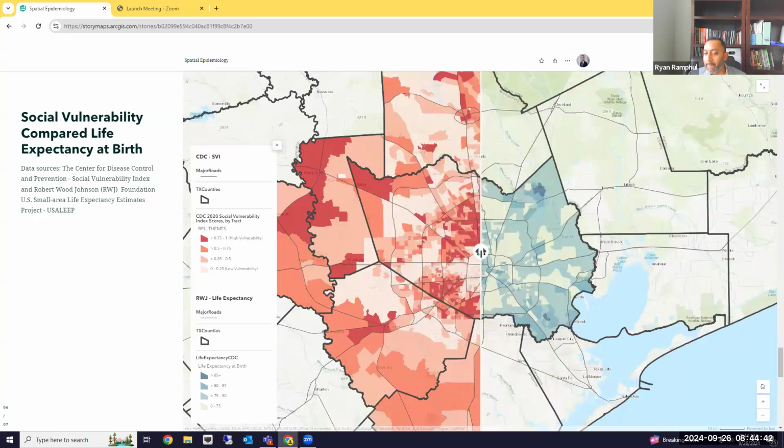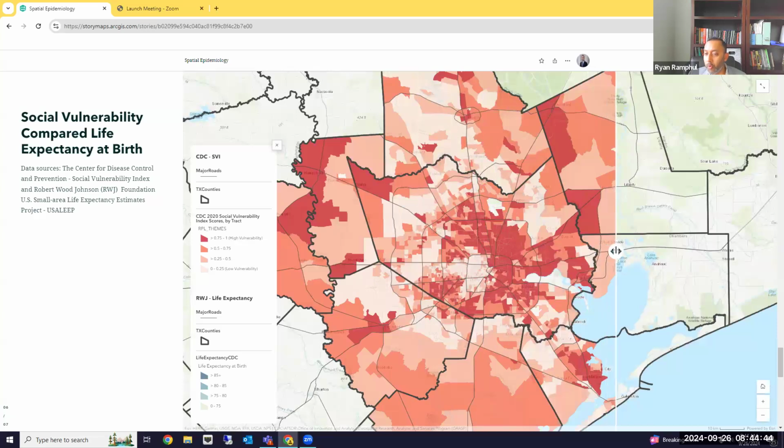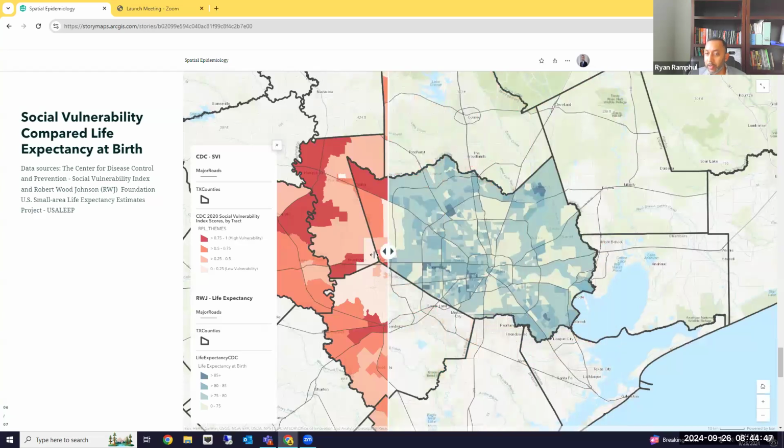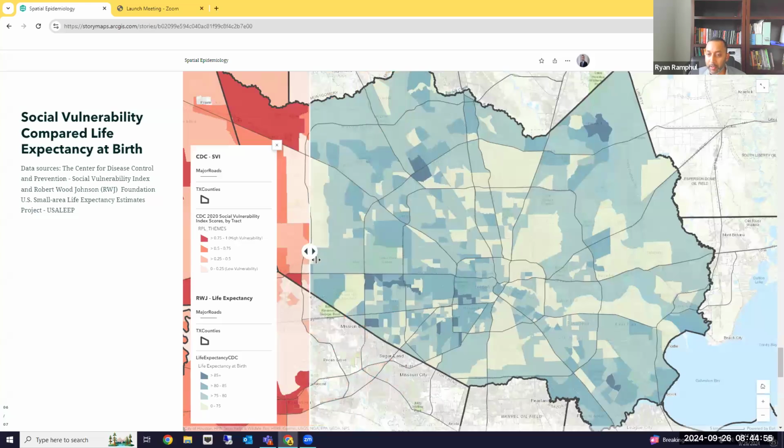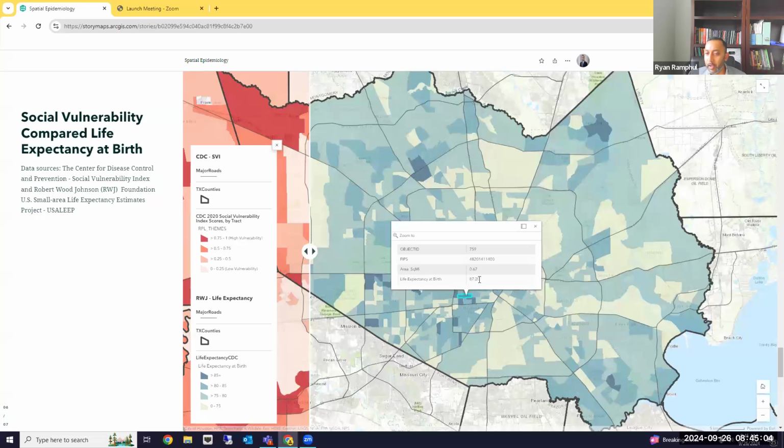What you'll see is that in low vulnerability areas, there's much higher life expectancy than in high vulnerability areas. But I don't think people appreciate exactly what this means in real terms. So let's take a look. Essentially, let's click on this census tract right here. A child born in this census tract, I think that's the River Oaks neighborhood, is expected to live to about 87 years old.